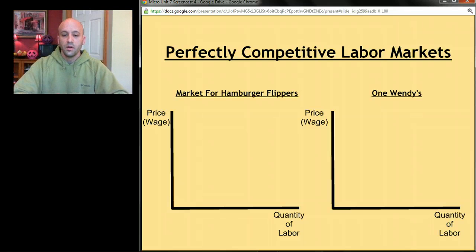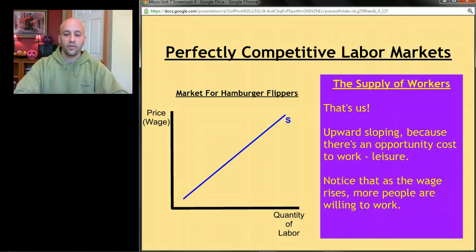So on the left-hand side, we have the market for hamburger flippers, and on the right-hand side, we have one individual firm, maybe one Wendy's. All right, let's start building the graph. Starting with the left-hand graph, first we're going to add in the supply of workers.